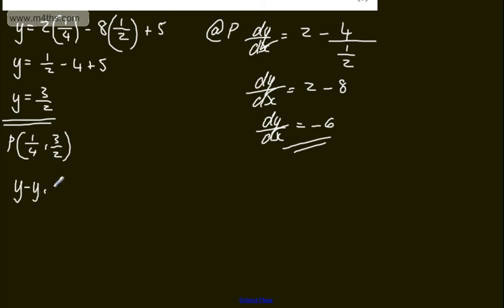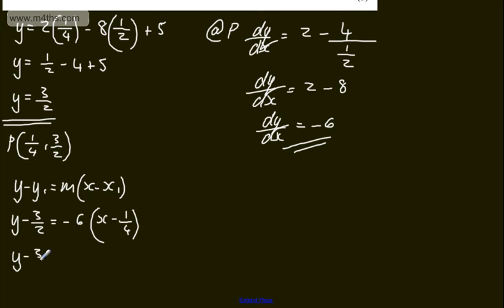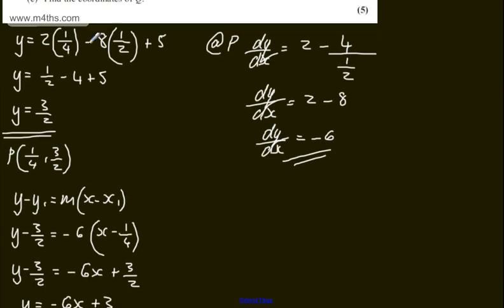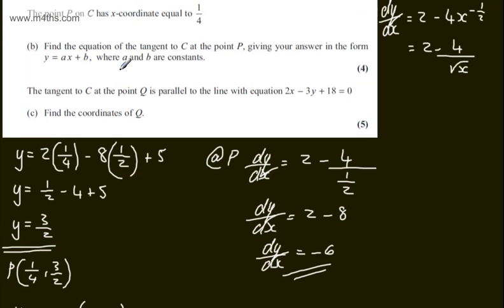Using y minus y1 is equal to m, the gradient, x minus x1, we can go ahead and plug these values in. At this stage, of course, you can use y is equal to mx plus c. So we'll have y minus 3/2 will be equal to minus 6, and then we're going to have x minus 1/4. If I expand the brackets on the right hand side, we've got y minus 3/2 is equal to minus 6x, and then we're going to have plus 3/2. All I've done is simply multiply minus 6 by minus 1/4. I'm now going to add the 3/2 to both sides. So we'll have minus 6x, 3/2 plus 3/2 is going to give me 3. So we can say that y is equal to minus 6x plus 3. So a would be equal to minus 6, and b would be equal to 3.